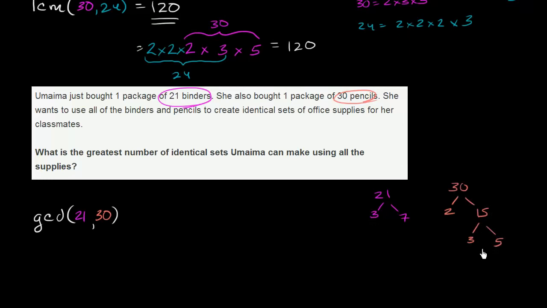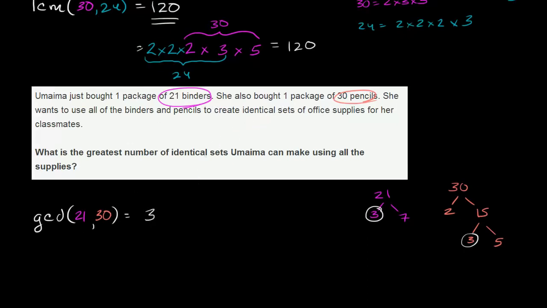So what's the largest number of prime numbers that are common to both factorizations? Well, you only have a 3 right over here. You don't have a 3 times anything else. So this is just going to be equal to 3. So this is essentially telling us we can divide both of these numbers into 3, and that will give us the largest number of identical sets. So just to be clear of what we're doing.